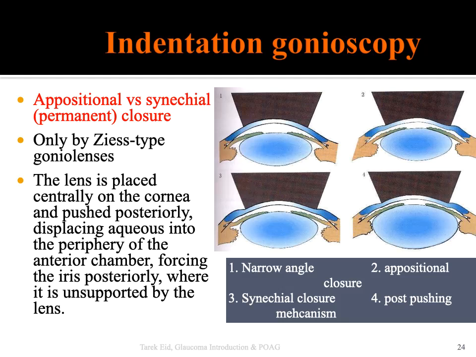If we push on the cornea with the lens, it will push the aqueous to the periphery. If there is only apposition but no adhesions, then the aqueous will open this apposition and the angle will be seen open. But if the narrowing is due to adhesions by fibrous tissue, which is synechial angle closure, in this case the aqueous will not open the angle, so we still cannot see details of the angle. So this is what we call indentation or dynamic gonioscopy.